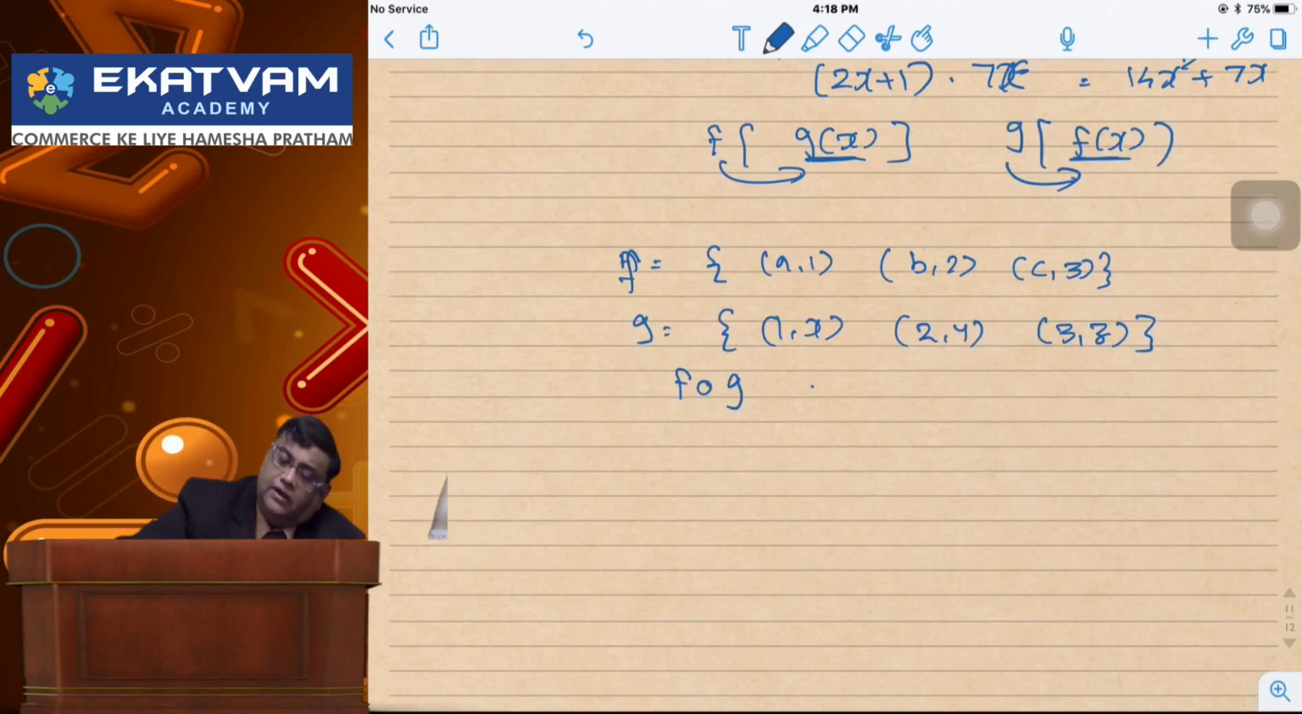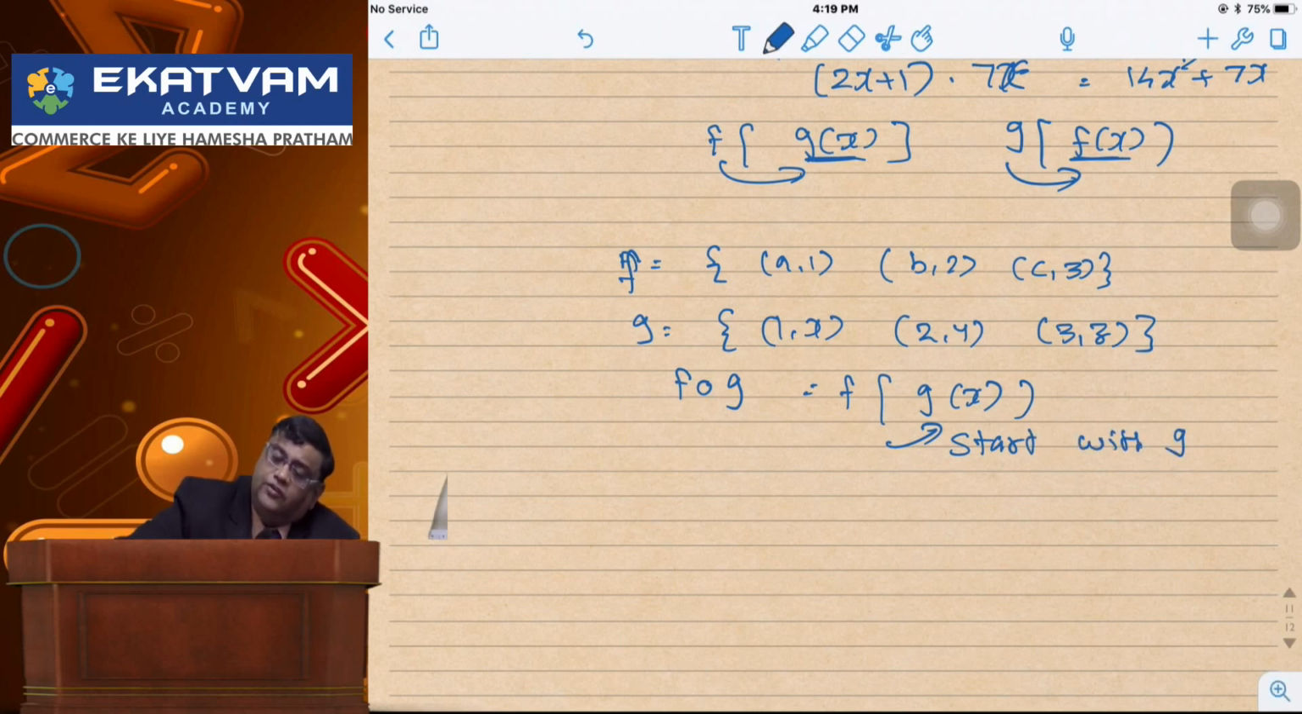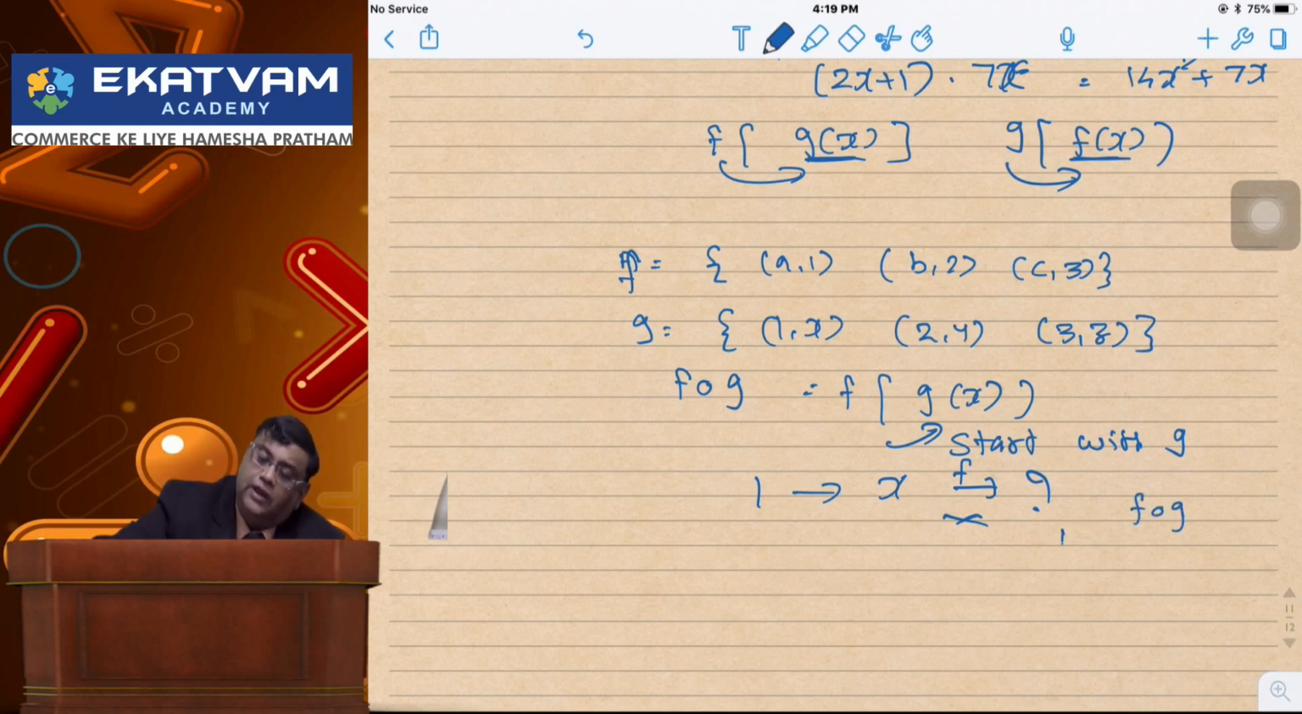अभी यहां क्या करना पड़ेगा कि this is f of g of x, तो you have to start with g, और जब g से शुरू करते हैं तो 1 to x होता है, लेकिन x to what ये नहीं दिया है f में. f के अंदर x related to what ये नहीं दिया है, and therefore this f of g is not possible. It does not exist.